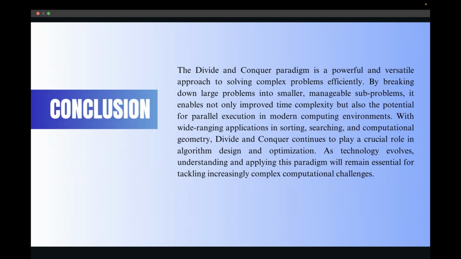As we continue to push the boundaries of technology, mastering and applying this paradigm will be essential in addressing the increasingly intricate challenges we face in computer science and beyond.